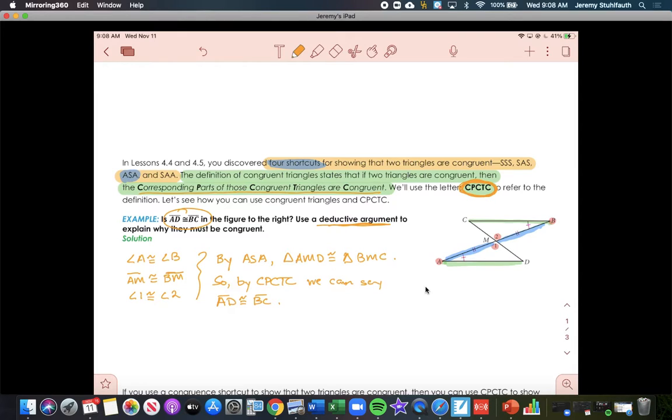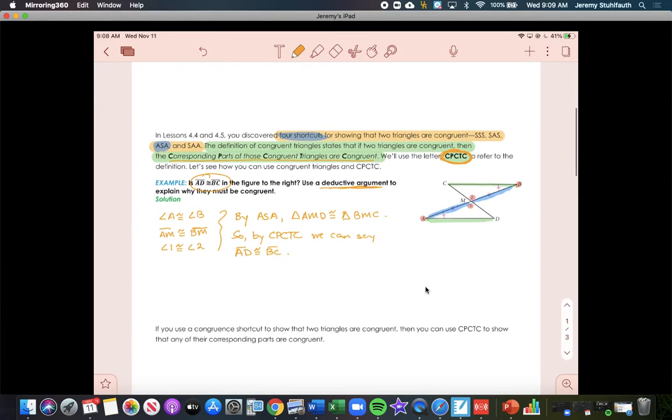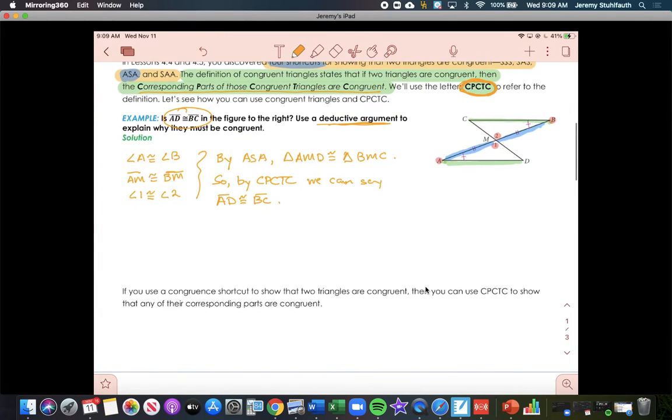So that's the first example of how to use our shortcuts in order to prove that corresponding parts of those congruent triangles are congruent. If you use a congruent shortcut to show that two triangles are congruent, then you can use CPCTC to show that any of their corresponding parts are congruent. So the first question is, are the triangles congruent? If they are, then you can go about figuring out which parts of the triangles are actually corresponding, which means which parts of the triangles are congruent.